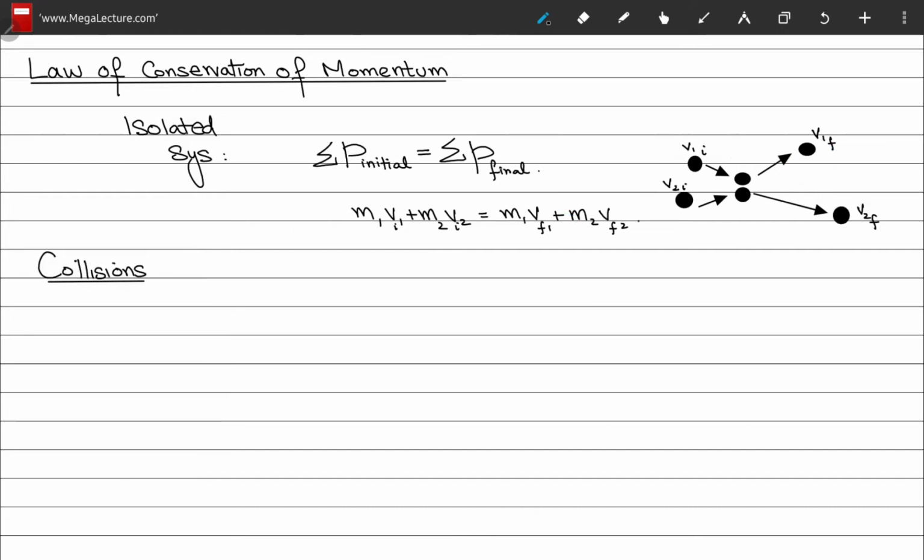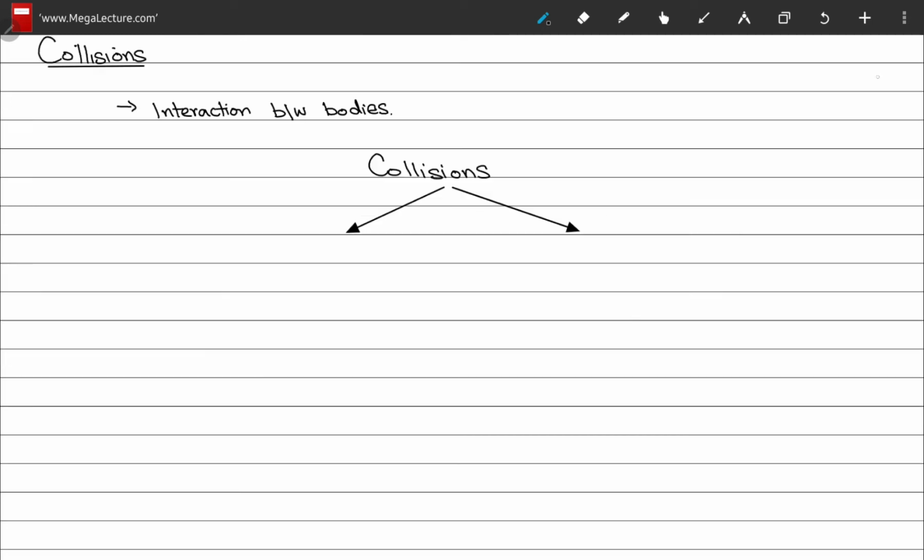So this diagram takes us to the next topic, which is collisions. A collision may happen due to an interaction taking place between two bodies because of their closeness, right? So the closer they are, you can look at this example and immediately understand the whole concept of collision.